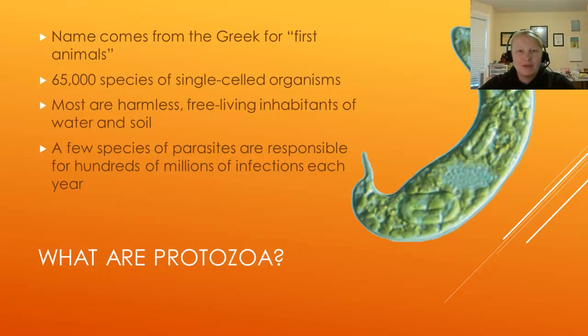So what are protozoa? Their name comes from the Greek meaning first animals, and as I said, they have a lot of functions similar to animals. They're single-celled and they can live in water and soil, and most of them are harmless, but there are some parasitic protozoa. There's about 65,000 species of them, so there's quite a wide array of them, and some of these are the ones that we saw when we were doing the pond water in lab.